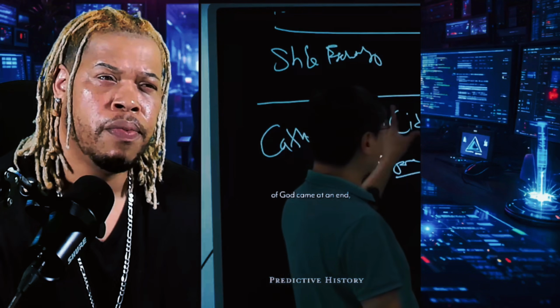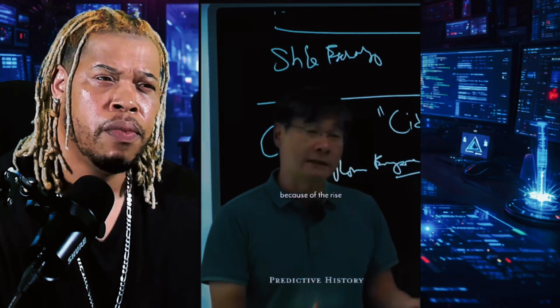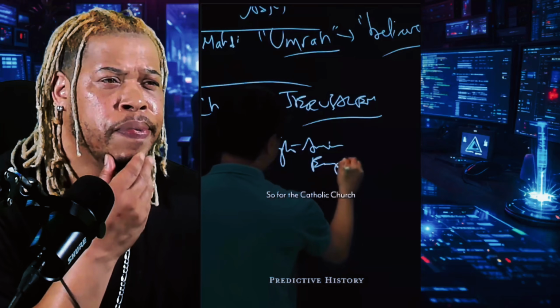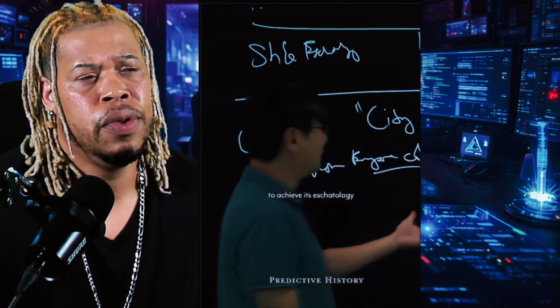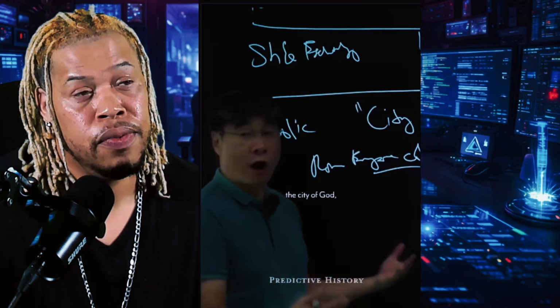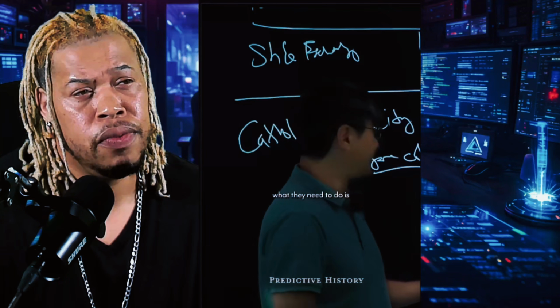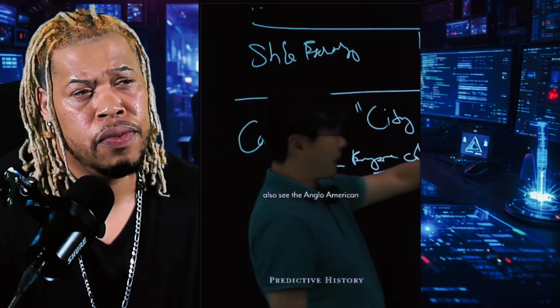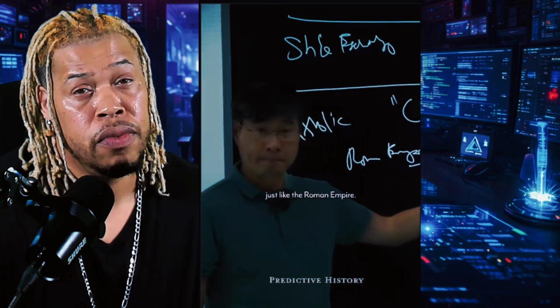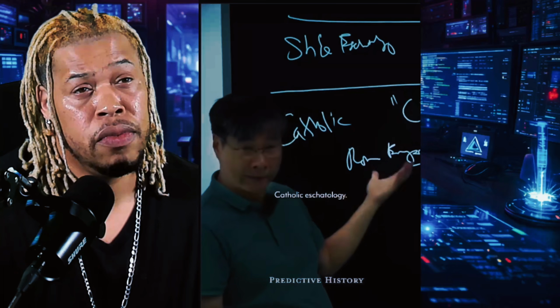Now, the city of God came to an end because of the rise of the Protestants and the Anglo-American Empire. So for the Catholic Church to achieve its eschatology and establish again the city of God, what they need to do is also see the Anglo-American Empire destroyed, just like the Roman Empire. Okay? So that is the Catholic eschatology.